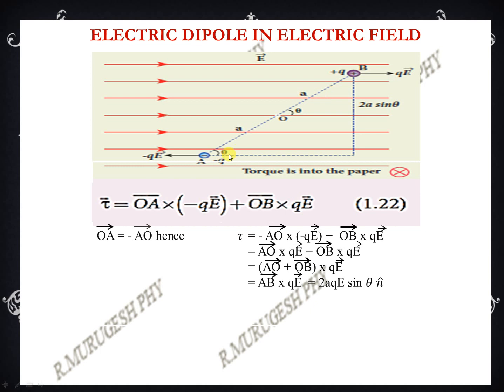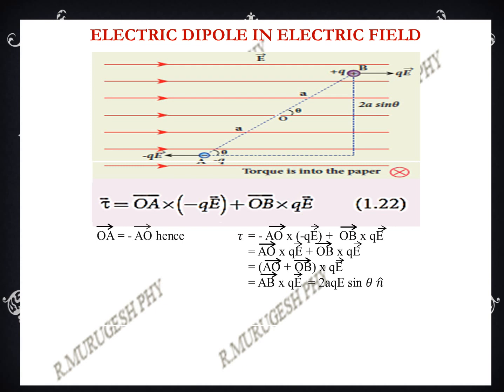AB, the full length is nothing but 2A. So instead of AB, we have written here 2A, then QE sine theta n cap. What does that n cap represent? It's the direction of the resultant torque.